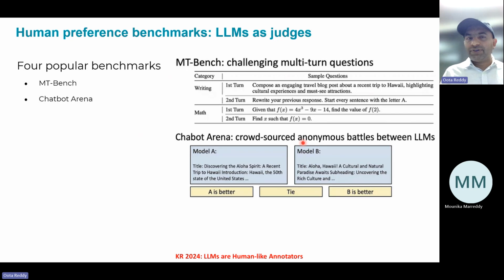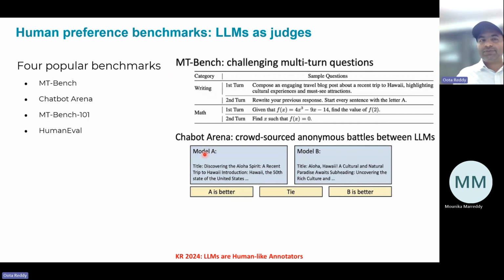Chatbot arena, which I already discussed, has 2 independent models, and we don't know what those models are. The user asks some query to these models, and every model provides a response. Now the user has to check which answer is better: whether A is better, B is better, or it is a tie. Based on the user responses, they rank the models to see which models are really good.